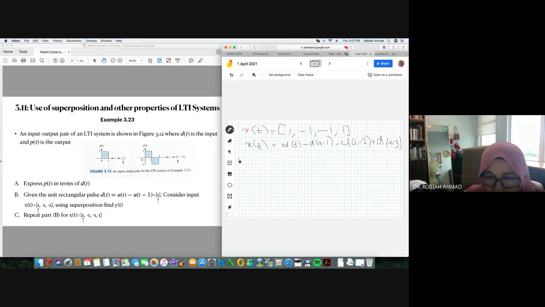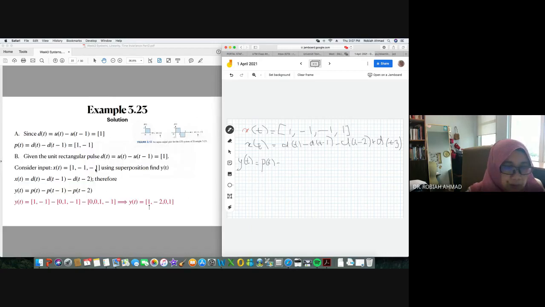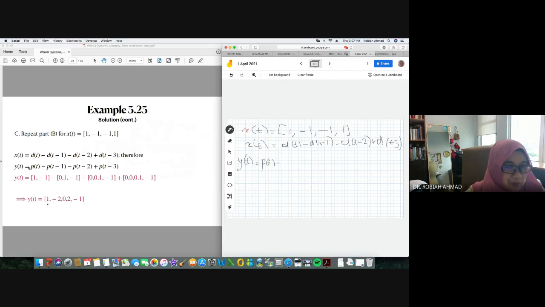Therefore our yt is pt minus dan seterusnya lah. pt minus 1 minus pt minus 2, saya tulis lambat lah, plus pt minus 3, and then kita put the p punya setiap satu sini, 1 minus 1, and then 0, 1 minus 1, 0, 0, sebab dia dah shifted pada to the right 2, and then shifted pada 3, and then add up, kita dapat this one.